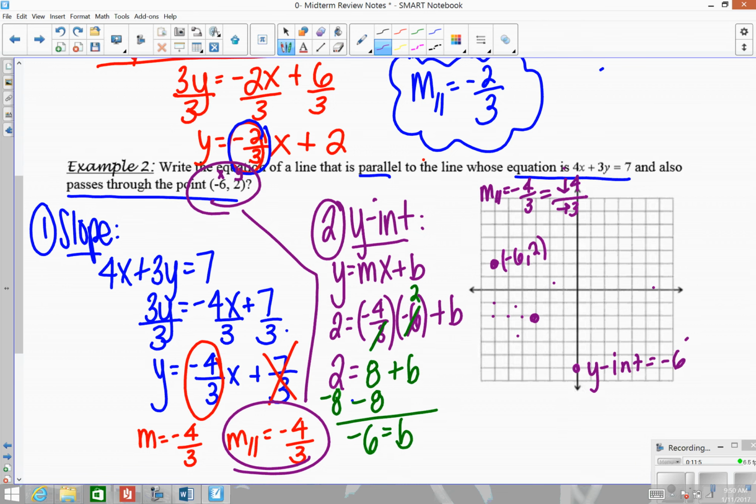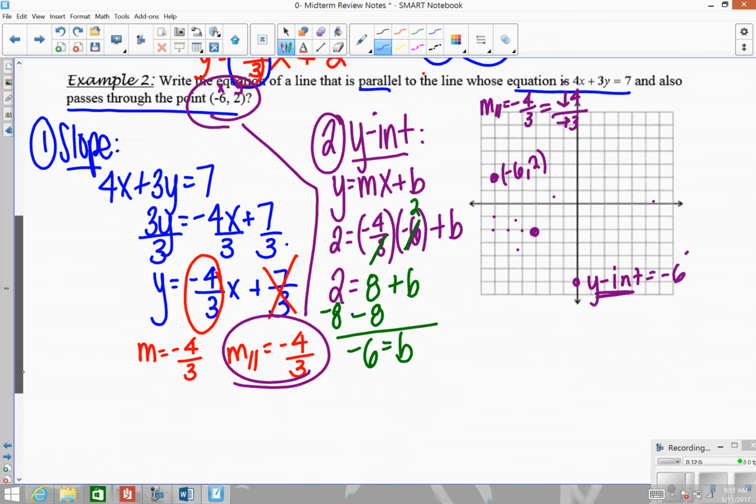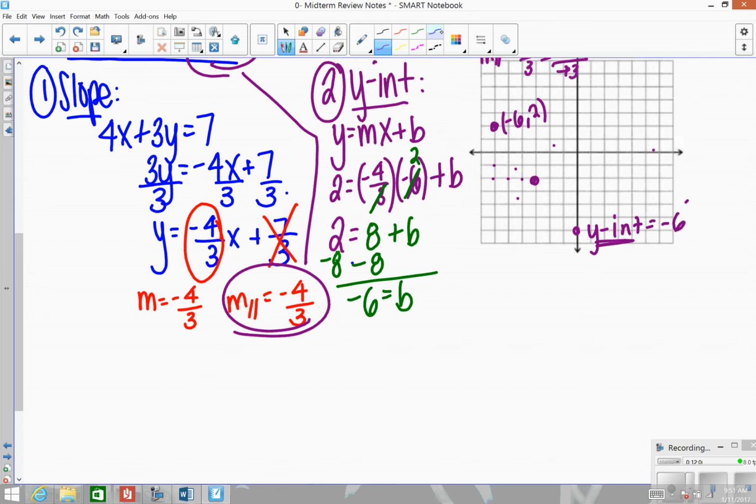So either way, graphing or algebraically, you can get the y-intercept. You can't always get the y-intercept on the graph. Again, if you get those fractions or it's crossing in between two integer values, then you would have a fraction or a decimal. So knowing algebraically is going to be important.